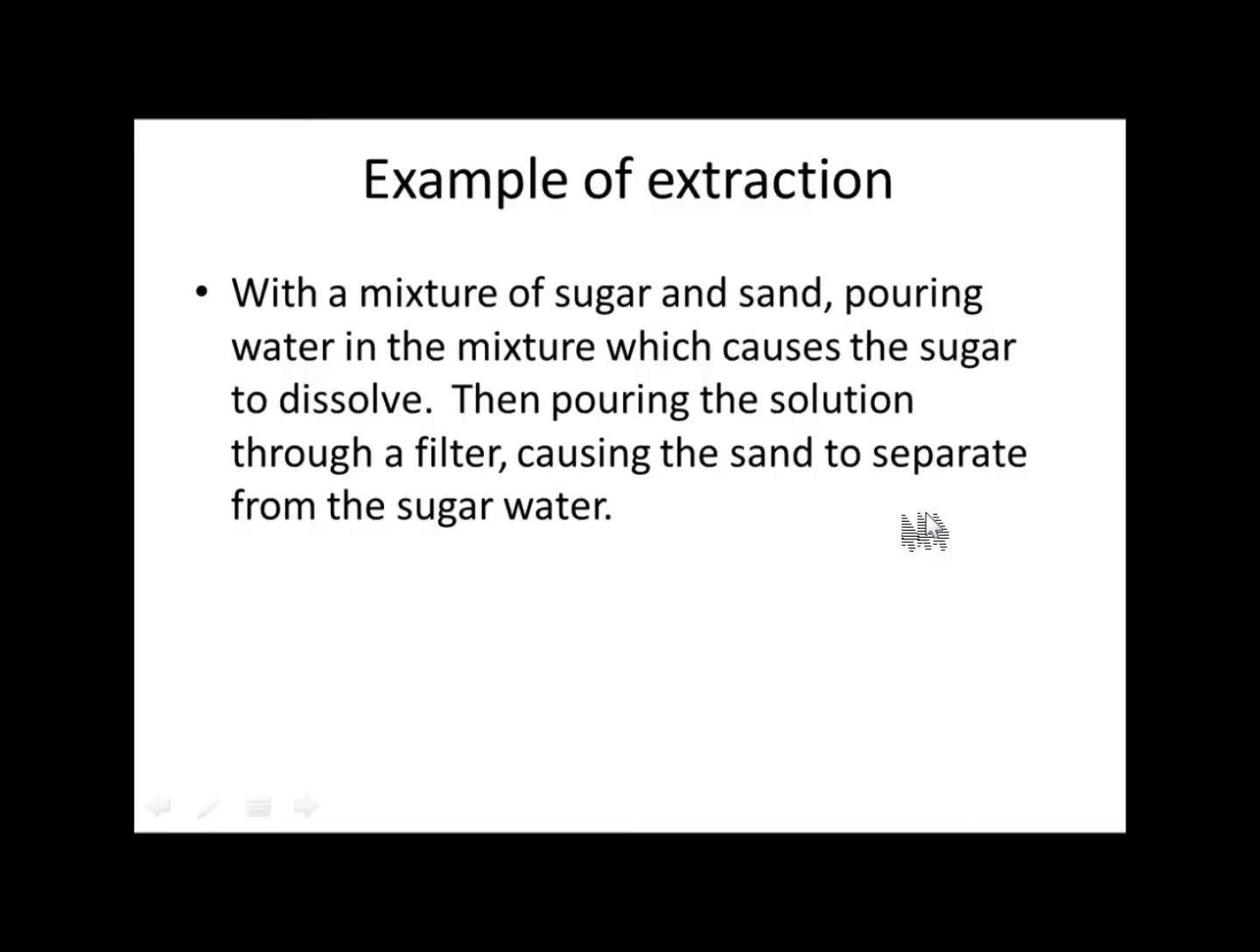Here's an example. So you have sugar, you have sand. You're trying to separate them, okay? One way to do this would be to add some water. We know the sugar would dissolve, the sand wouldn't, okay? We know this because we have beaches, and we have these beautiful beaches, and we can walk on them, and the ocean comes up, and it doesn't dissolve the sand, right? And then what you can do is pour that solution through a filter, and the sand would stay in the filter and the sugar water would go straight through.